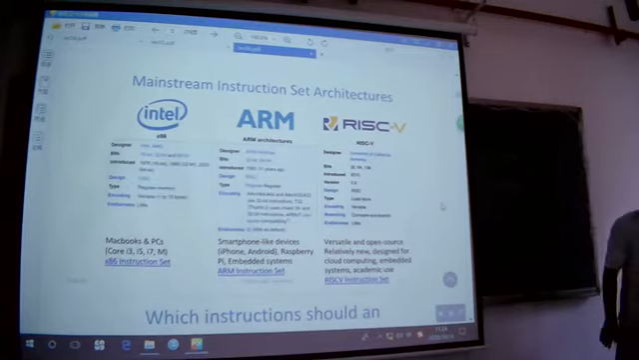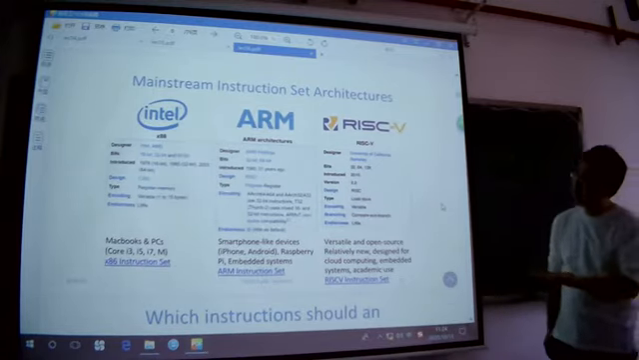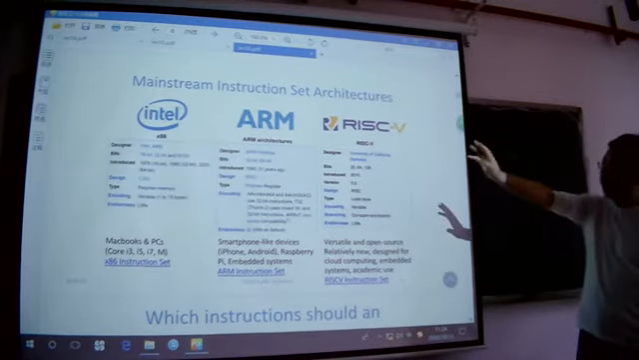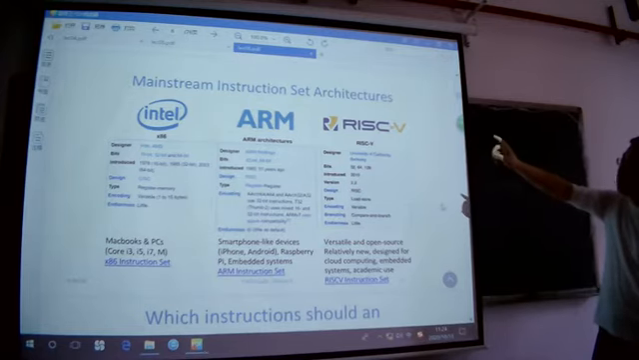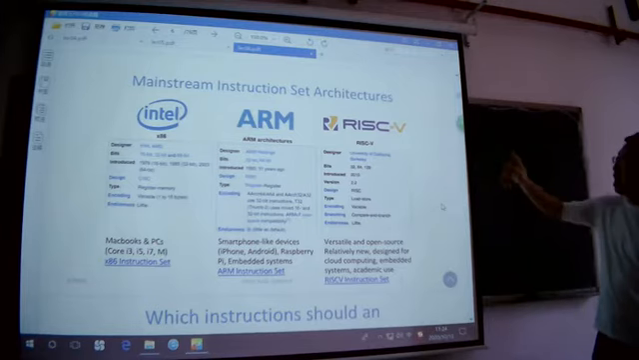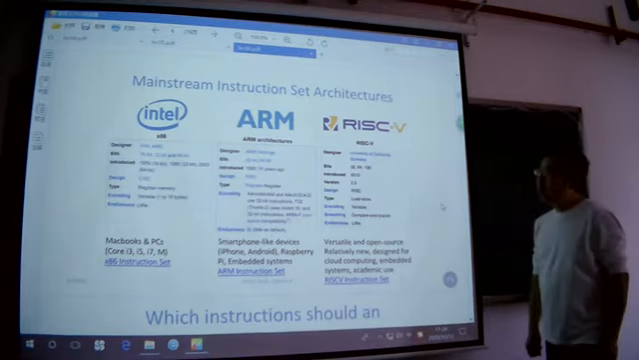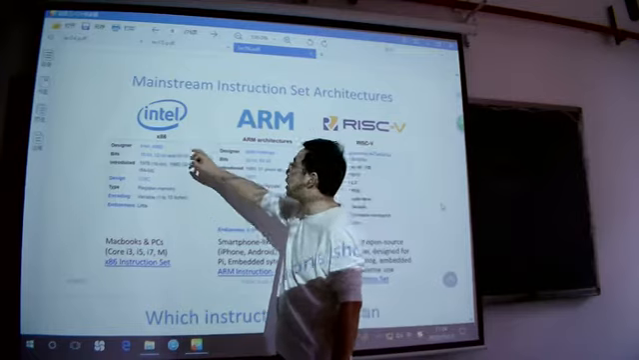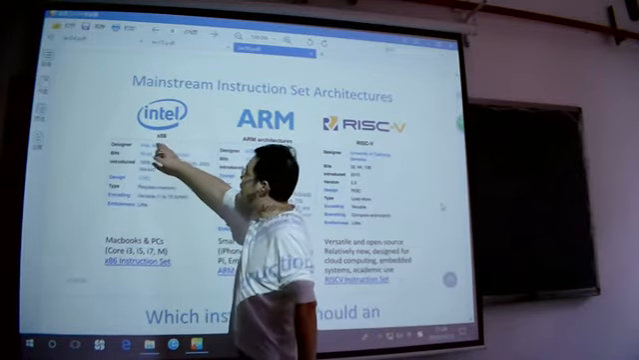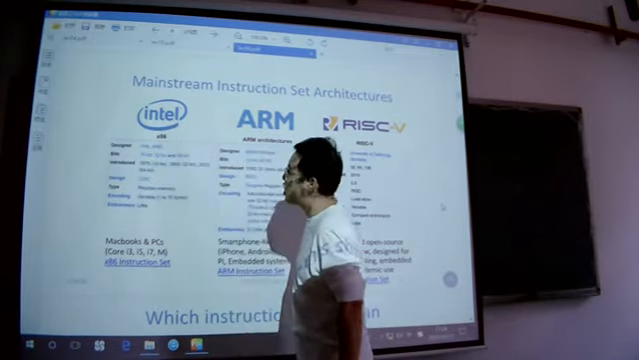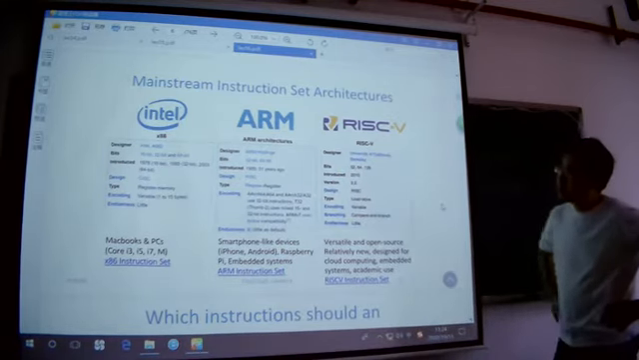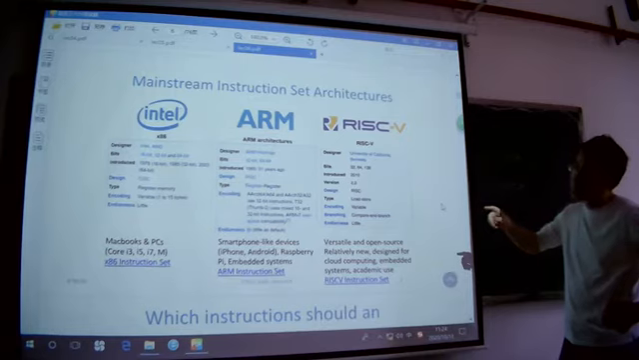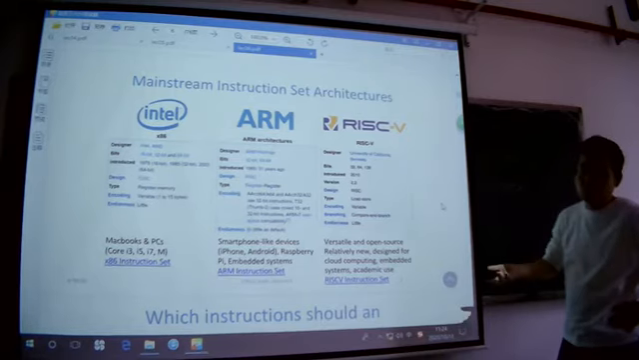So you can find the different companies. One company is Intel, which has the mainstream instruction set architecture. One famous company is Intel. The architecture symbol is x86. x86 is famous for the whole computer world.